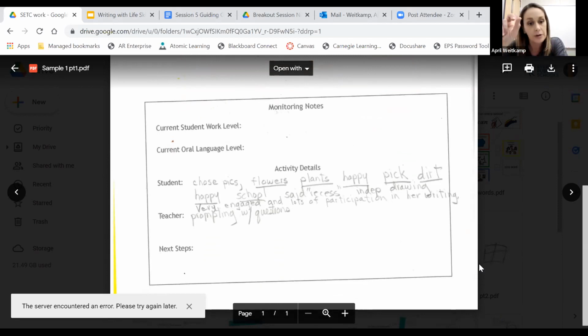She went to nature, because if you guys know Touch Chat, she went to group. She went to nature. She said flowers, plants. She went to describing words and picked happy. She went to actions and picked dirt. She went to happy again and school, and then said recess.